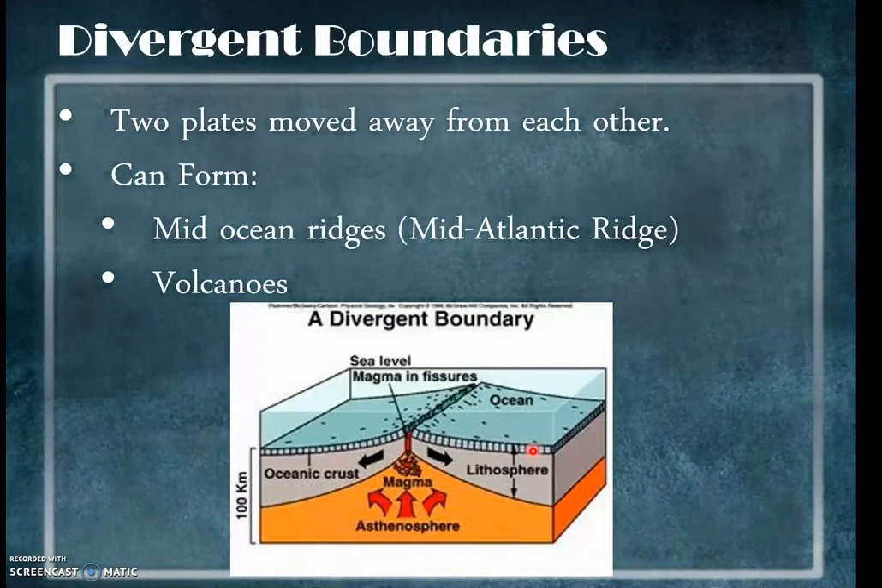The next boundary type is a divergent boundary. Diverge, like the word divide, means they're moving apart. If you divide a number, you're splitting it apart. So two plates move away from each other. The biggest things that this forms as the plates move apart are mid-ocean ridges, such as the Mid-Atlantic Ridge, and volcanoes, because as this magma comes out of the crack here, it cools and forms volcanoes and this ridge of mountains.